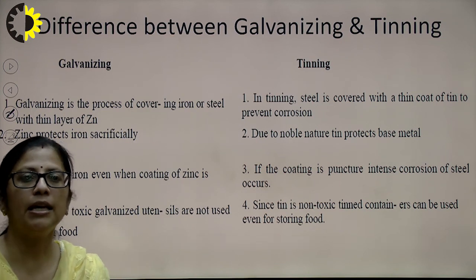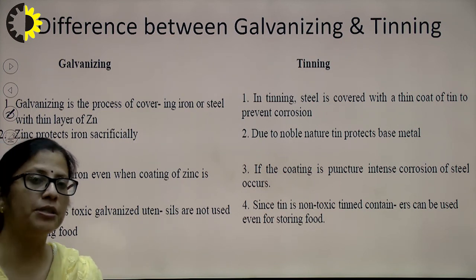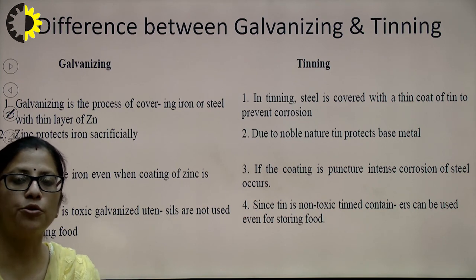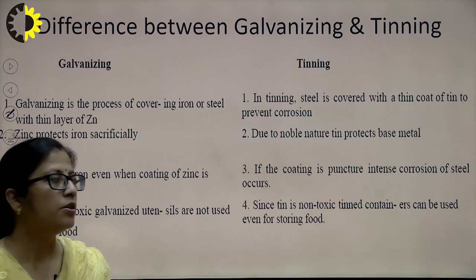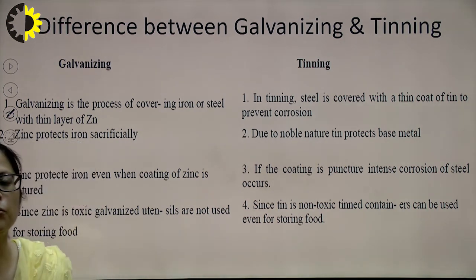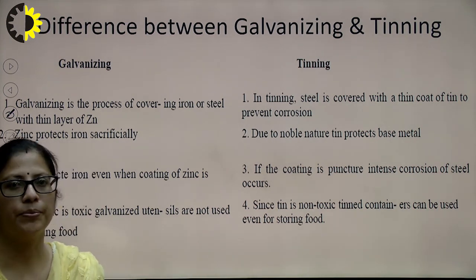So, since zinc is toxic, galvanized utensils are not used for storing food, but since tin is non-toxic, such containers can be used for storing food.